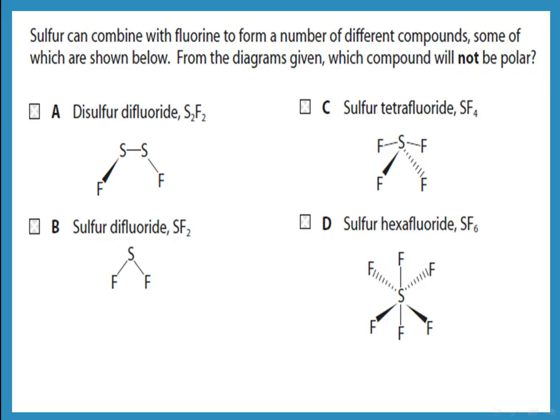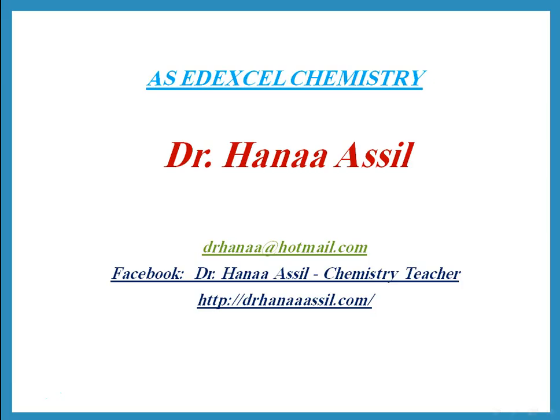Okay. Sulfur can combine with fluorine to form a number of different compounds, some of which are shown below. From the diagram, which compound will not be polar? Again, if it's not polar, that means that the polarities are in opposite directions and they cancel. That's the one for SF6. The other ones, they don't cancel each other.